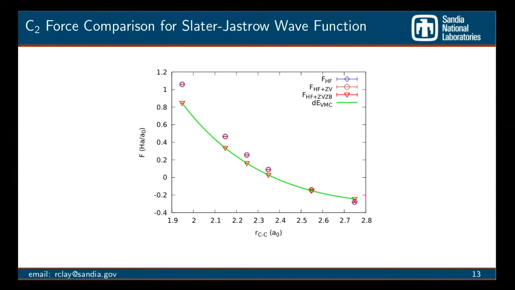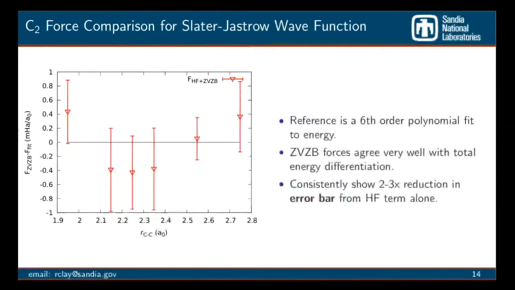Now doing the exact same thing with the sodium dimer. I apologize for the curve. The sign convention is different, but I believe in this case positive means the force is pushing the dimer apart, and negative means it's attractive. The Hellman-Feynman term is over here. We see the zero-variance term is right on top of it, as it should be. Then we show the Hellman-Feynman plus zero-variance, zero-bias corrections over here. Notice that these sit right on top of the differentiated form of the VMC local energy, which is nice. That's what it should be doing.